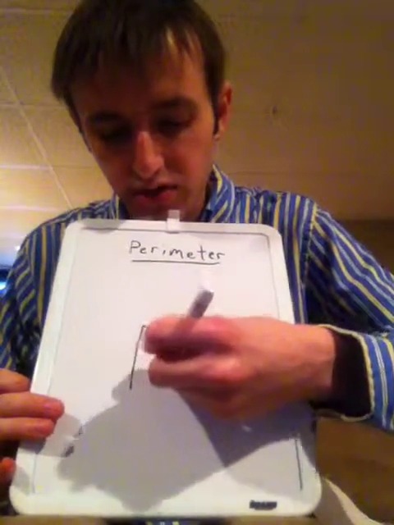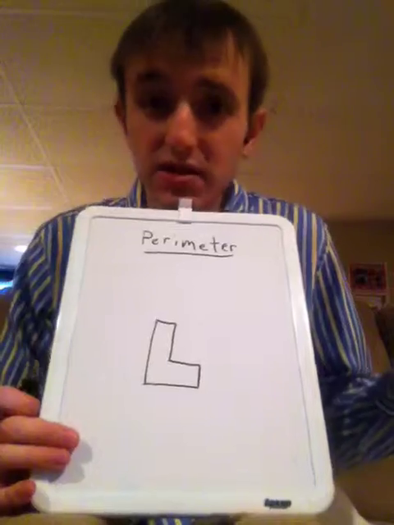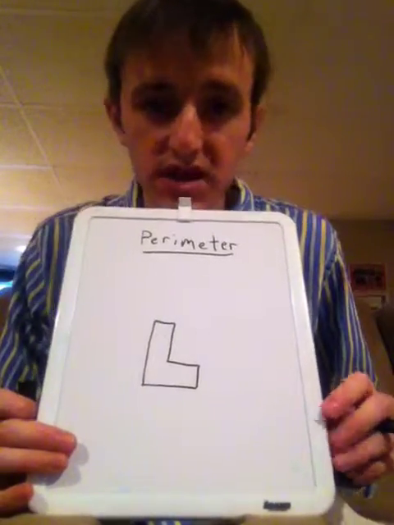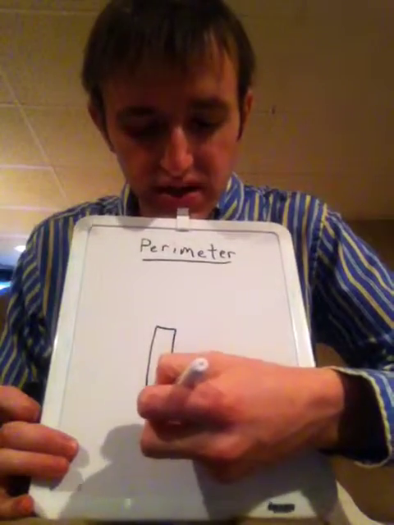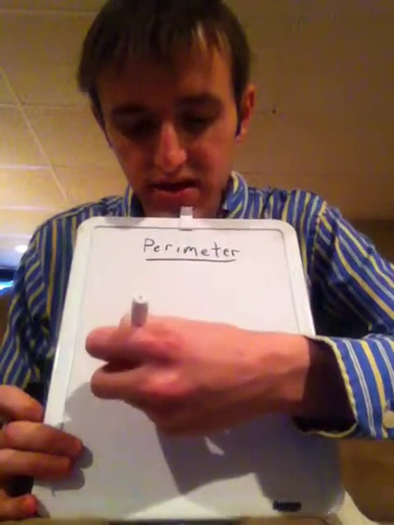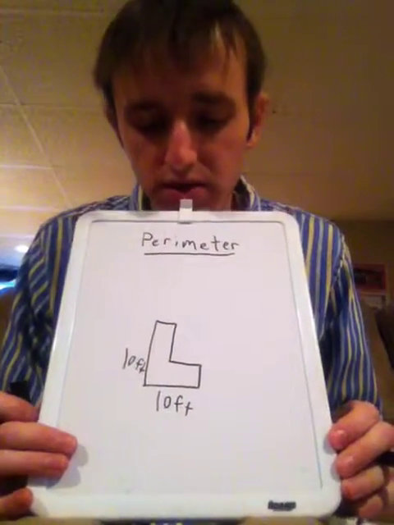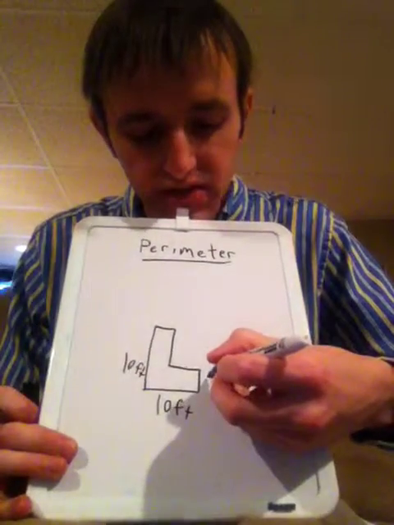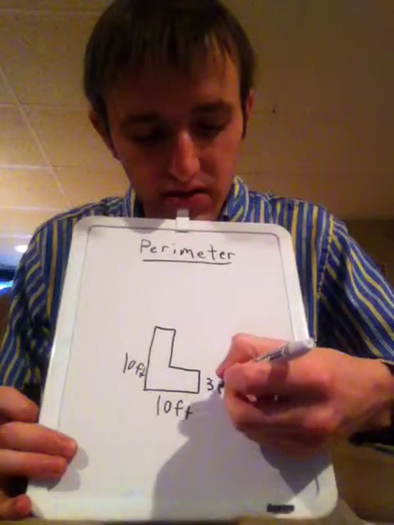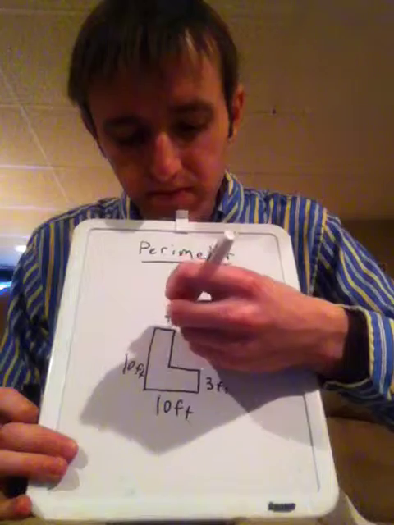Let's say you have a really strange looking shape like this for a perimeter. Okay, maybe this is a fence that you would want for some different sized yards. Well, let's say this is 10 feet here, and this is 10 feet here as well. Okay? Now this is where it gets a little tricky. Let's say that they give us, this is 3 feet, and this is 4 feet.